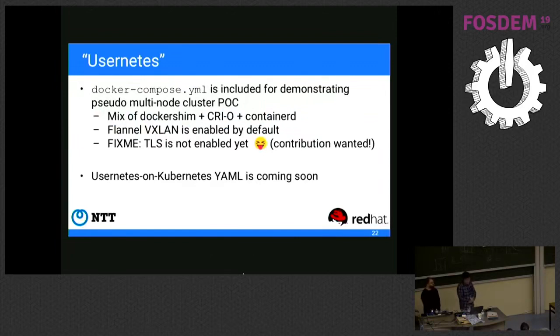And we also provide a Docker compose.yaml for demonstrating a multi-node cluster of rootless Kubernetes. The cluster is composed of a Docker-in-Docker node, a CRI-O node, and a containerd node. And the Flannel VXLAN is enabled by default. But this cluster is just proof of concept status, especially TLS is not enabled in this cluster. So we welcome contribution. We also plan to provide Kubernetes YAML for deploying Kubernetes on top of an existing Kubernetes cluster.